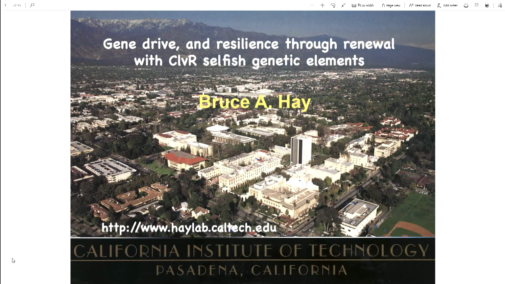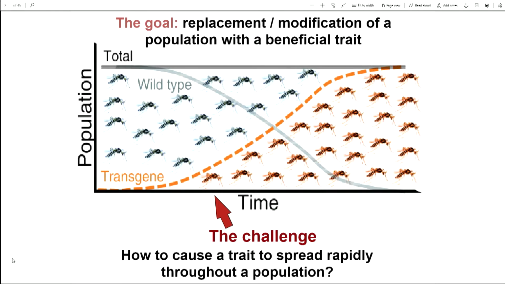So what I want to do today is to talk a little bit about the other side of the gene drive coin. Andrea talked about suppression. Today I want to talk about this idea of population replacement, population modification. Of course there are two components to this. One is spreading a transgene into a population, and the other is what do you spread in.